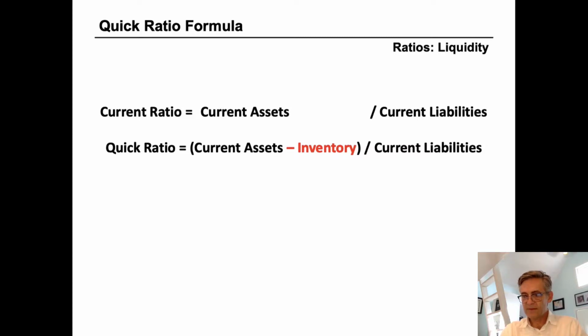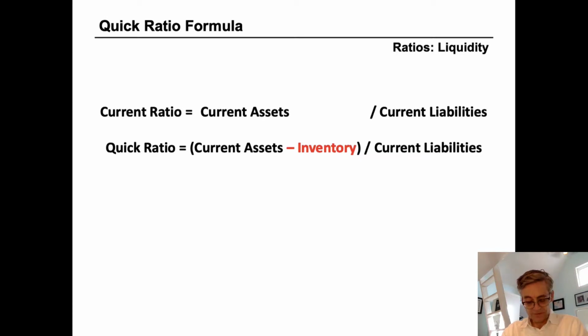from the numerator. Of all the current assets, inventory is the hardest to turn into cash. So this ratio says, well, how well can we pay our bills without liquidating our inventory? For service-based businesses and software businesses that have very little inventory, the quick ratio will be very similar to the current ratio. But it's important to look at this for any companies that have significant inventory positions.